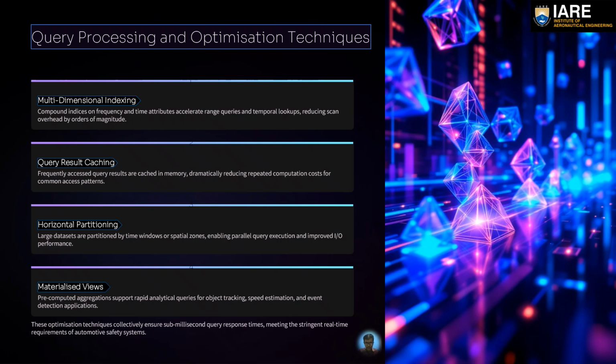Now let's discuss query processing and optimization techniques. We have four main techniques. First one is multi-dimensional indexing. Compound indices on frequency and time attributes accelerate range queries and temporal lookups, reducing scan overhead by orders of magnitude. Query result caching. Frequently accessed query results are cached in memory, dramatically reducing repeated computation costs for common access patterns.